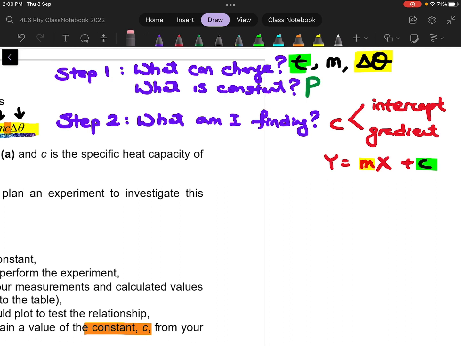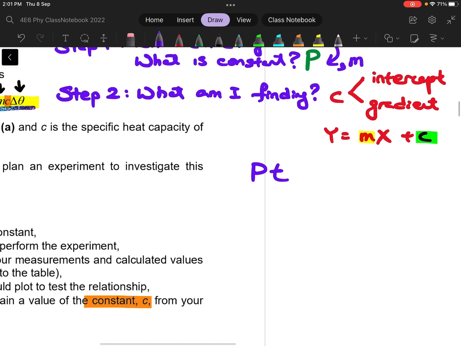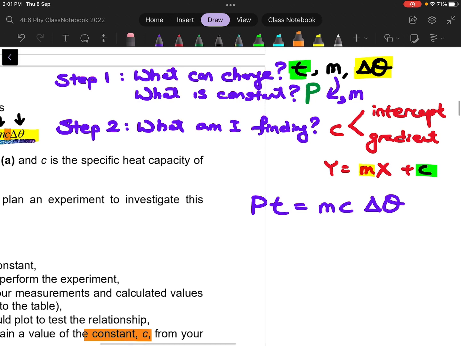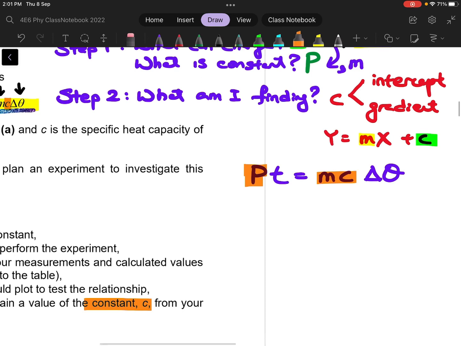So for me, I don't like to change. For example, if I'm really doing this experiment, the last thing I want to do is to pour away the oil, and then I need to measure a new amount of oil and put it back. So what I'm going to do is that I'm going to keep M constant, right? If I were to do that, then my equation is Pt equals to mc delta theta. Then what happens is that I will group my mc as a constant. I know that P is also a constant, right? So what I'm going to do is that I'm going to shift them together.